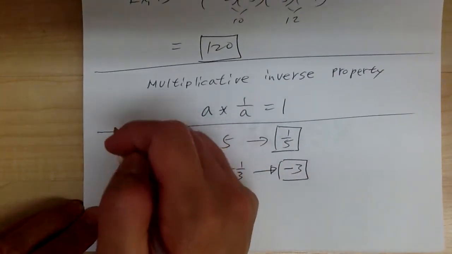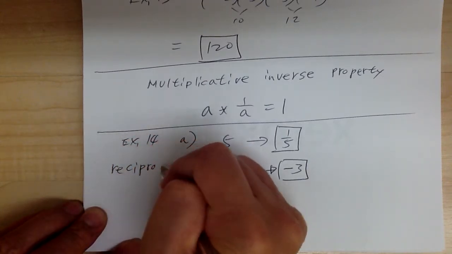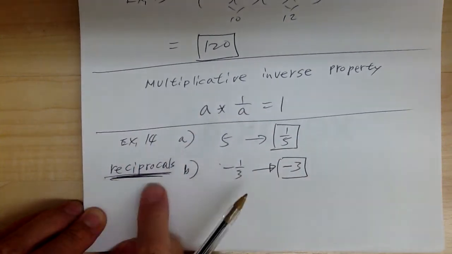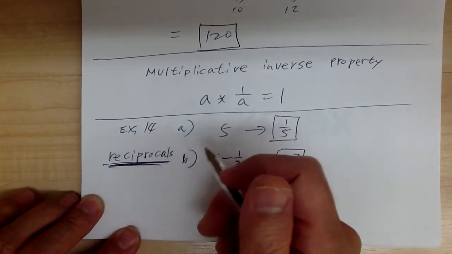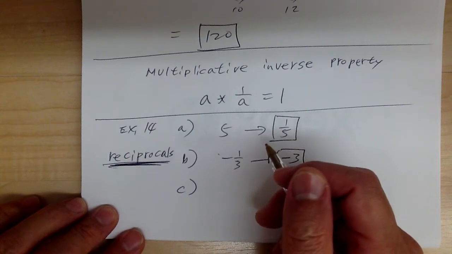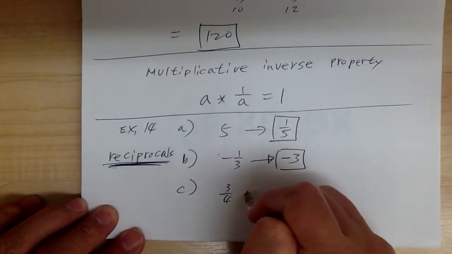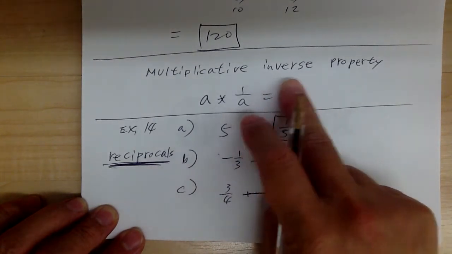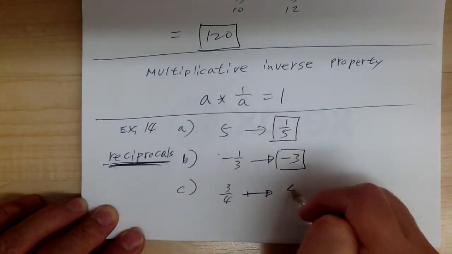So make sure you're familiar with this term, reciprocal. Reciprocals means you flip it upside down. And so the inverse is a reciprocal. The multiplicative inverse of 3 over 4 is, okay, you can use the arrow. You take the reciprocal, that's the multiplicative inverse. So it'd be 4 over 3.